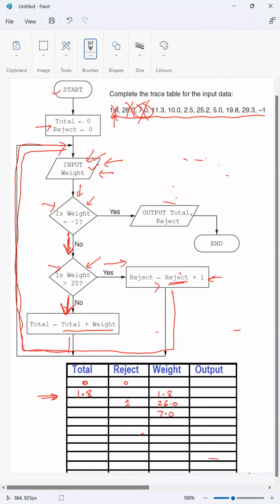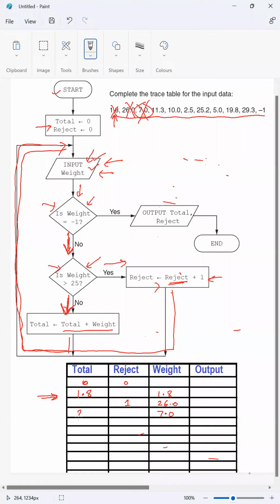Total equals total plus weight, which is going to be what? The most recent value of total, which we can see from the trace table, is 1.8. The most recent value of weight is 7.0. So when we add these two together, the answer is 8.8, and that answer has to be stored in total itself.